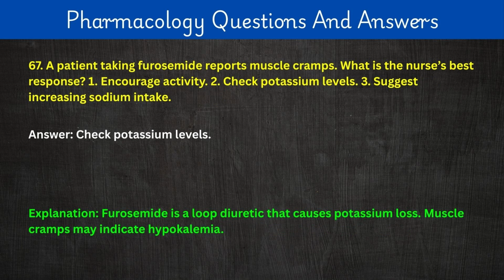67. A patient taking furosemide reports muscle cramps. What is the nurse's best response? 1. Encourage activity. 2. Check potassium levels. 3. Suggest increasing sodium intake. Answer: check potassium levels. Explanation: furosemide is a loop diuretic that causes potassium loss. Muscle cramps may indicate hypokalemia.